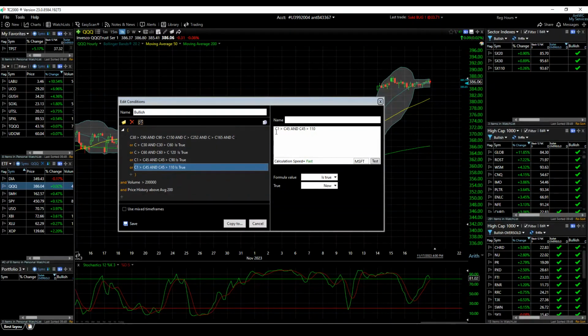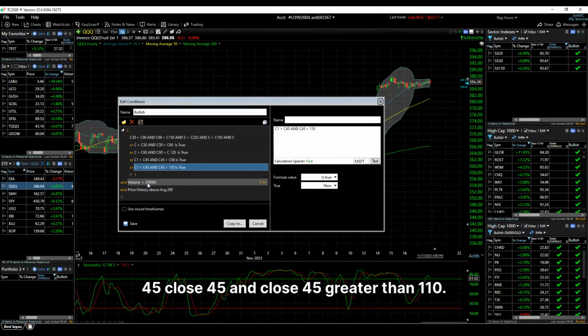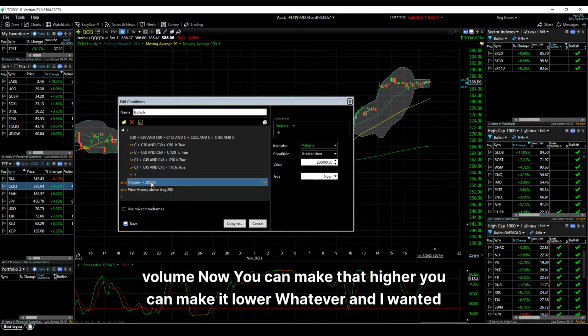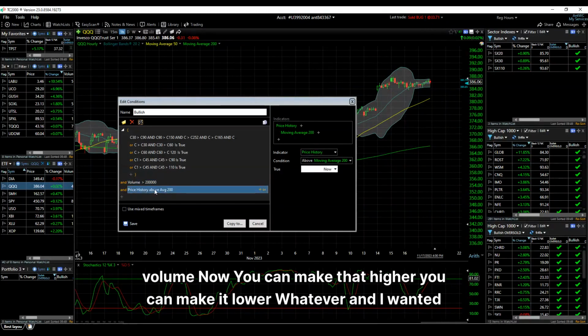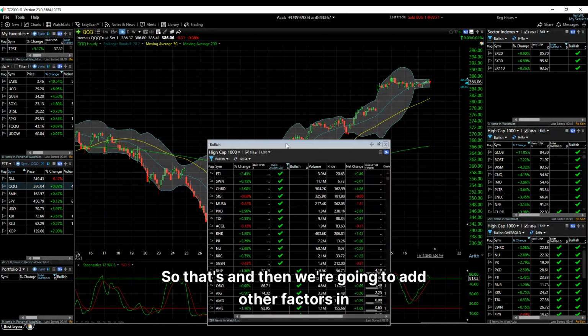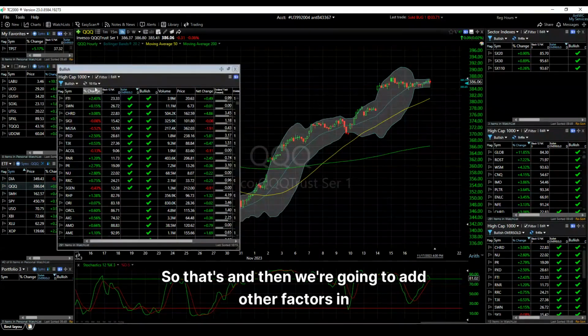All right. This one's close 1 greater than close 45, and close 45 greater than close 110. All right, and then I always want a decent amount of volume. I want at least 200,000 in volume. You can make that higher or lower, whatever. And I want it above the 200-day moving average. Okay, so that is just a scan for bullish charts. That's it. And then we're going to add other factors in.